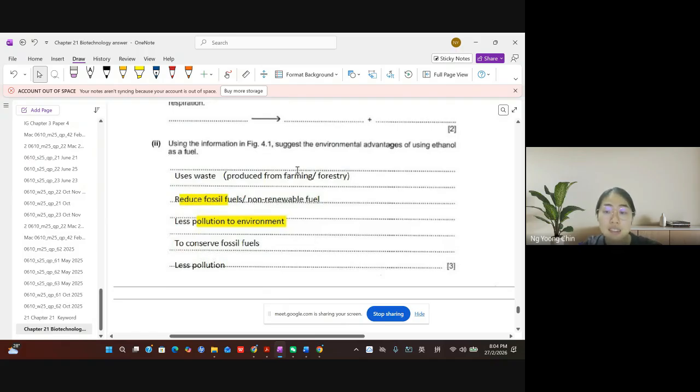So what's the environmental advantage, right? If you recycle the ethanol as a fuel, you can use the waste. You can help to clear the waste, which is mostly produced from farming and forestry, and you can help to reduce the fossil fuels. It causes less pollution to the environment, because you don't need to burn them to dispose of them. Because most of the garbage is disposed of by being burnt, so you have open combustion to release more carbon dioxide.